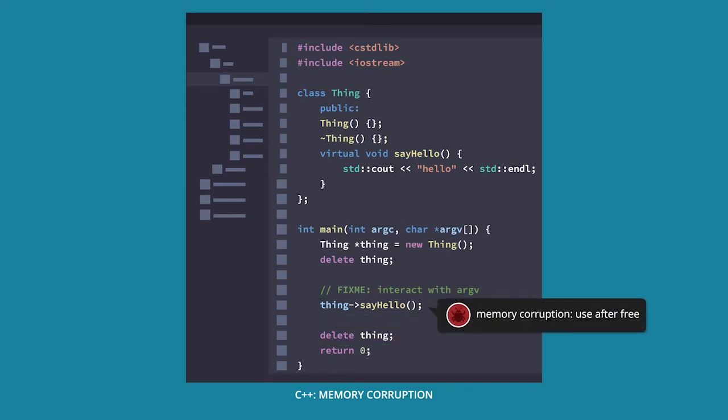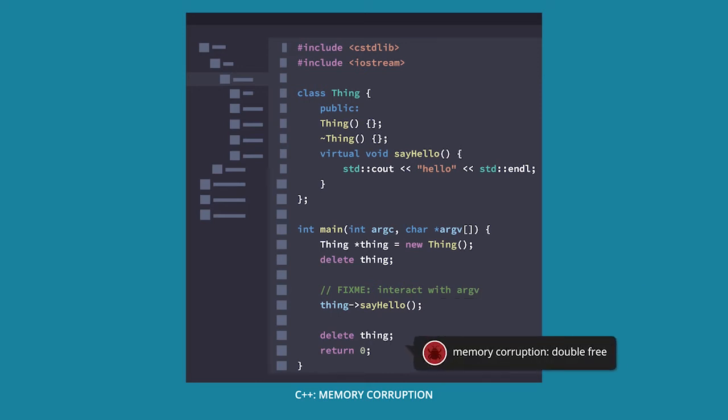The first memory corruption bug you may have noticed was the use after free. We deleted our reference to thing on line number 15, but then used it later on line number 18. The variable thing was referencing a chunk of memory that was no longer in a valid state, likely resulting in a segmentation fault. The second memory corruption bug you may have noticed was the double free. We first deallocated thing on line number 15, and then deallocated thing again on line number 20.